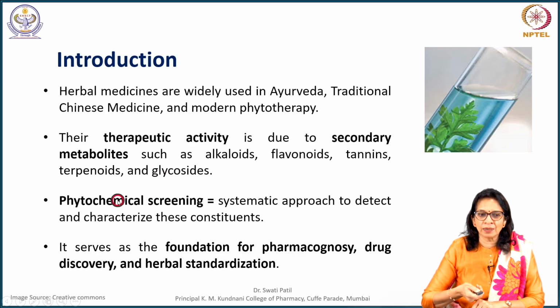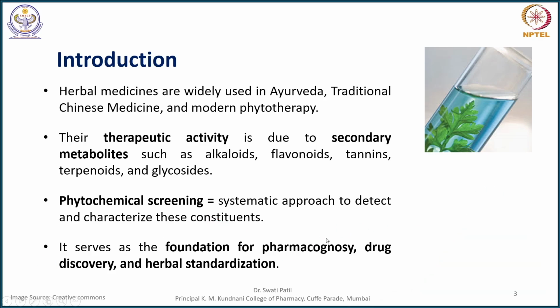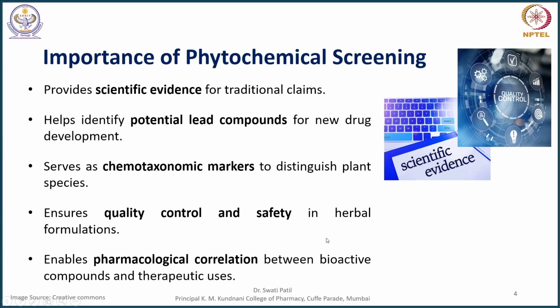Phytochemical screening means we are going to screen this herb for presence of different kinds of bioactives. This is a systematic approach to detect and characterize different kinds of constituents which are present in the herb. It serves as a foundation for pharmacognosy, drug discovery and herbal drug standardization.